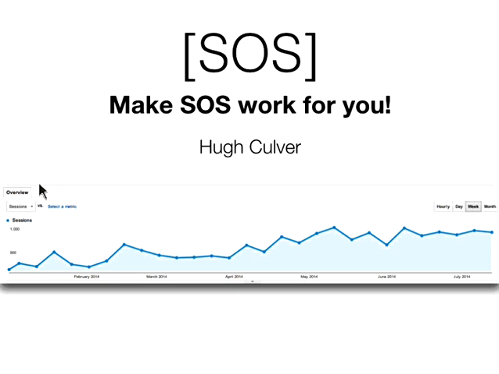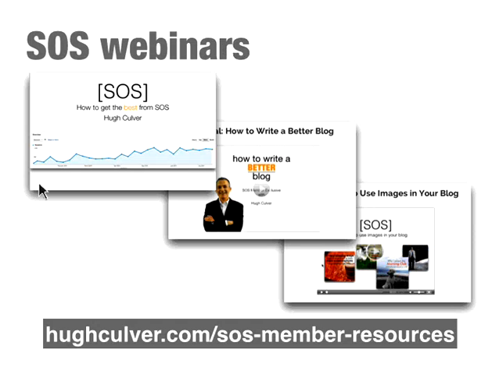This is an ongoing series of webinars that I'll be putting on throughout the year for the SOS members. So that's the people that have put their trust in us to get more traffic for their blog. Each webinar has a different topic, and each webinar is archived. We've already got a couple of webinars. We did one on how to get images for your blog, and that's already on the site at hughculver.com/SOS-member-resources. Also, we did one on how to write a better blog. That's there. And then today, we're doing the one on how to get the best from SOS. So each time we do it, we'll just archive it, and it'll be there as a resource for everybody to go back and look at.